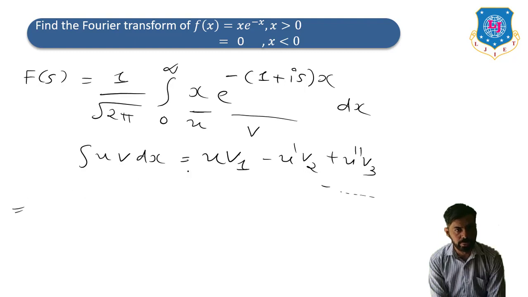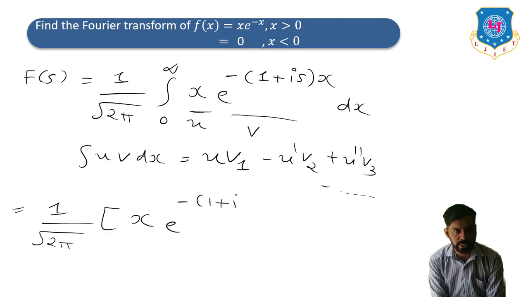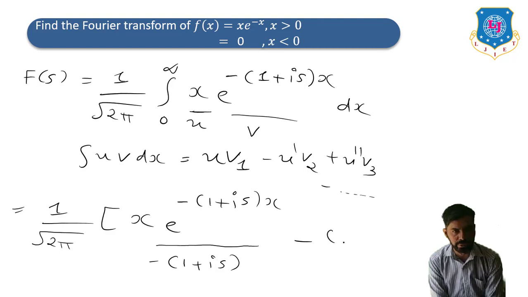Now using this Bernoulli formula, this can be written as 1 over square root 2 pi. Here u is x, so it will be as it is. Then we will take the integration of v. The integration of e raised to x is e raised to x, so e raised to minus 1 plus i s into x divided by the coefficient of x, so it is minus into 1 plus i into s. Minus, now we will take the derivative of u. The derivative of x is 1.